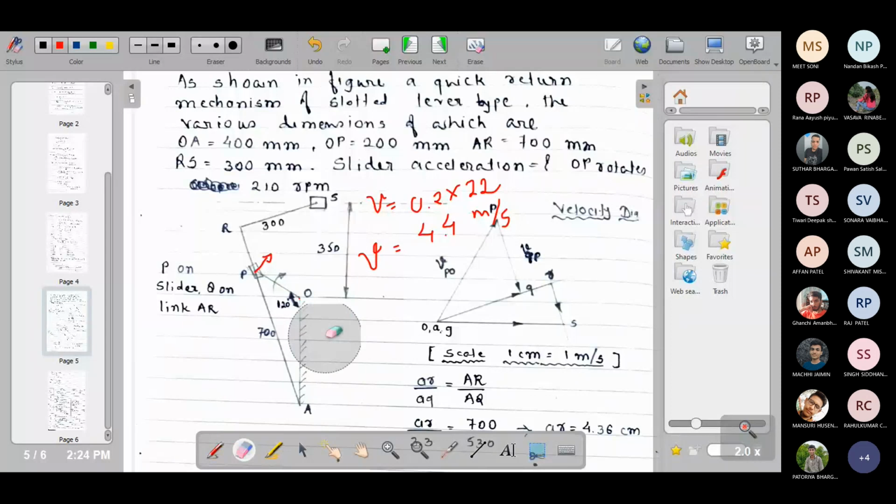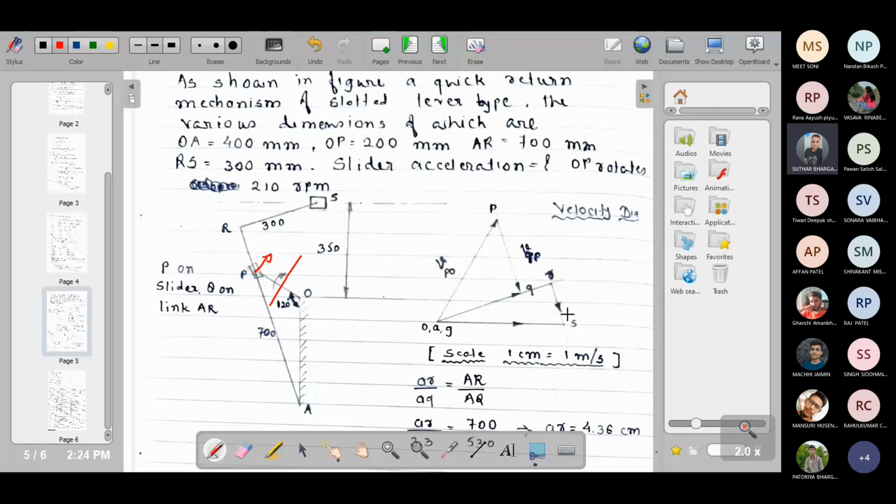My first vector is perpendicular to this link, which means it is in this direction, and its length is 4.4, so I have to take a scale. 1 centimeter is equal to 1 meter per second. So 4.4 meter per second is equal to how many centimeters? 4.4 centimeters. Yes or no? So how will you draw this perpendicular line?